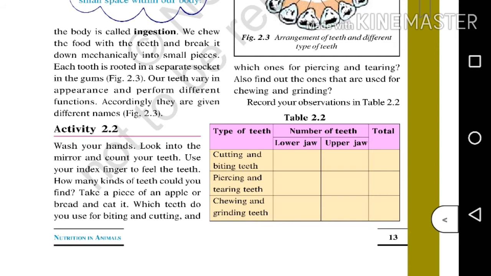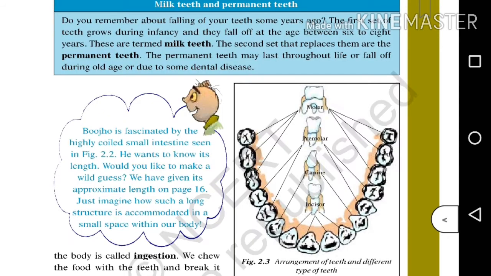Food is taken in through the mouth and this process is known as ingestion. Food is chewed with the teeth and broken into small pieces. Each tooth is rooted in a separate socket present in the gum. So in the gum, the teeth are fixed in separate sockets. The appearance and functions of each tooth are different. They have different names such as incisors, canine, premolars and molars.